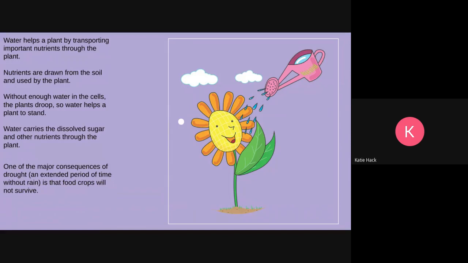It helps transport the nutrients throughout the plant. So it's going to draw those nutrients from the soil, and it's going to flow upwards with water. If there's not enough water in the cells of a plant, it will droop. So the water helps to keep the plant's shape. And it carries dissolved sugar and other nutrients throughout the plant. But one major consequence of drought is that the food crops won't survive. And even though plants can last longer than humans without water, they still have to have some water supply.